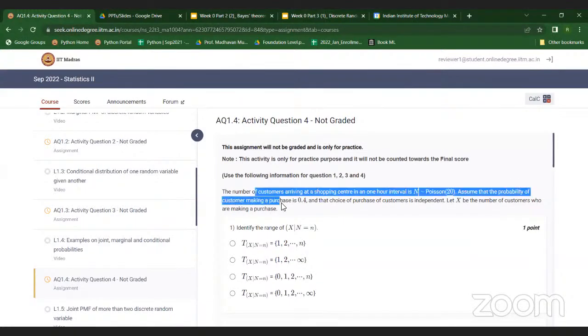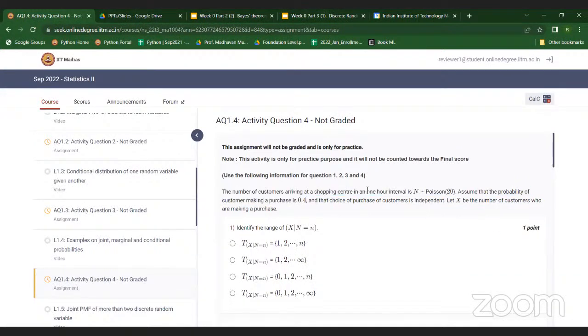So look at this problem. The number of customers arriving at a shopping center in a 1 hour interval is a Poisson distribution, Poisson of 20, which basically means lambda equals 20. Assuming the probability that a customer makes a purchase is 0.4, the probability of success is 0.4 in a binomial distribution. It is similar to tossing a coin.